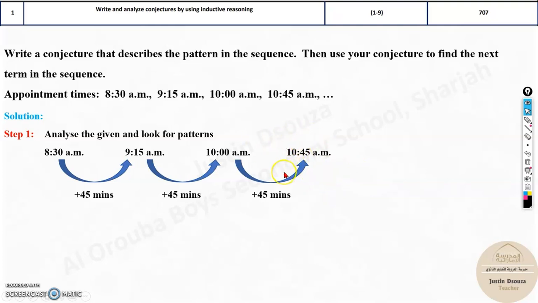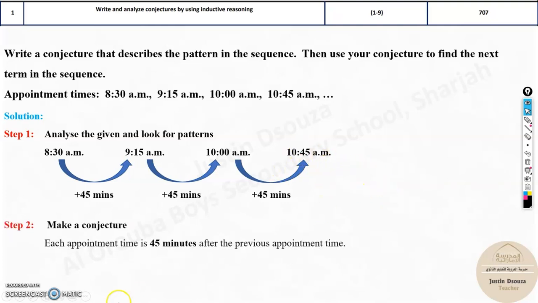Add 45 minutes to 10:45. That will be 11:30. So each appointment is 45 minutes after the previous appointment. So the next appointment will be 45 minutes after 10:45 a.m., that is 11:30 a.m. So this is how simple this is.